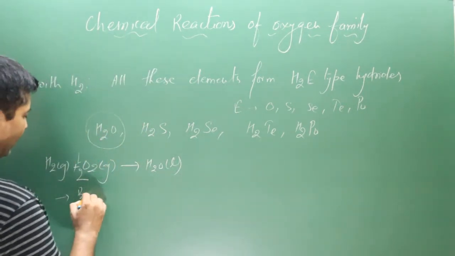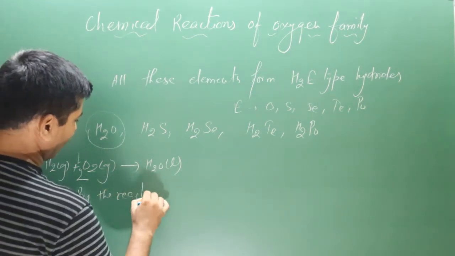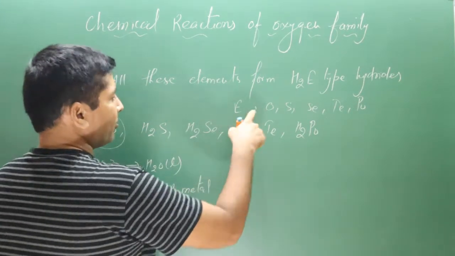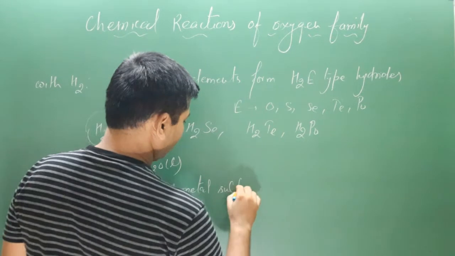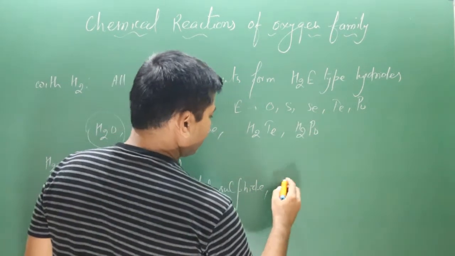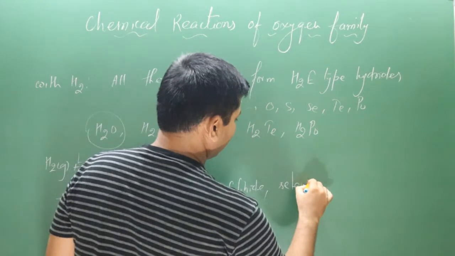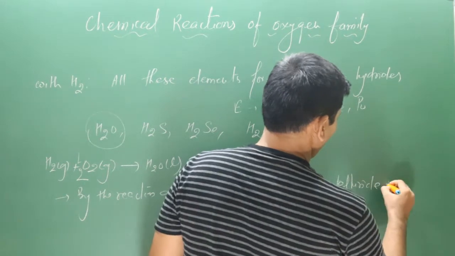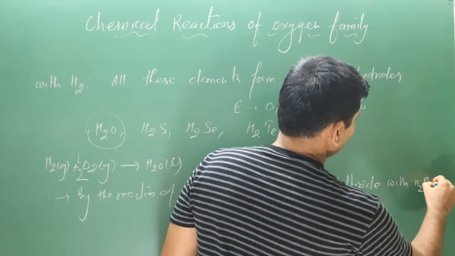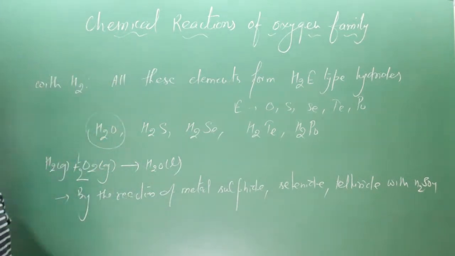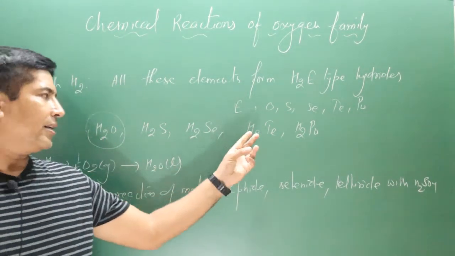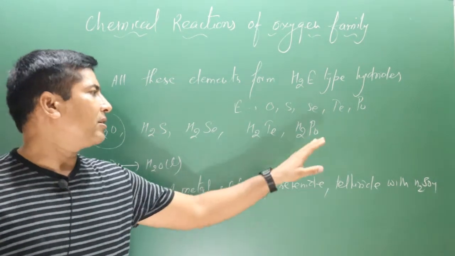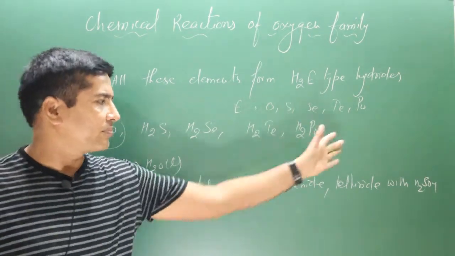reaction of metal sulfide, metal selenide, and next metal telluride with H2SO4 solution. When we react metal sulfide with H2SO4 we get the hydride of sulfur. We react metal selenide with H2SO4 we get the hydride of selenium, and so on.